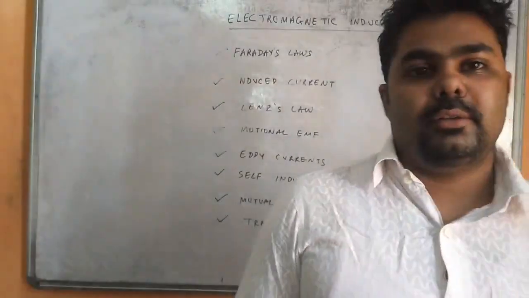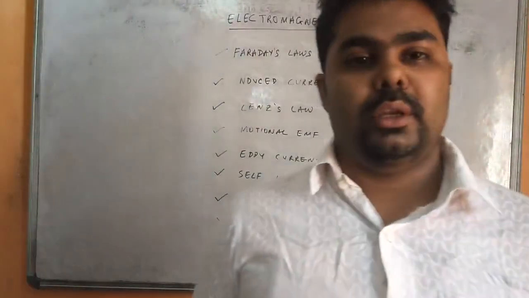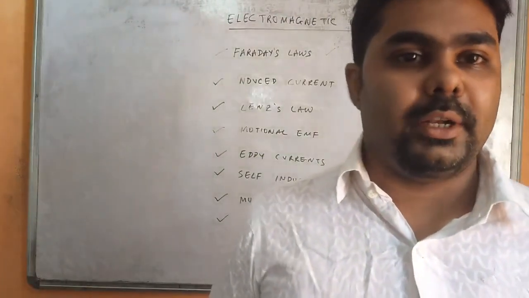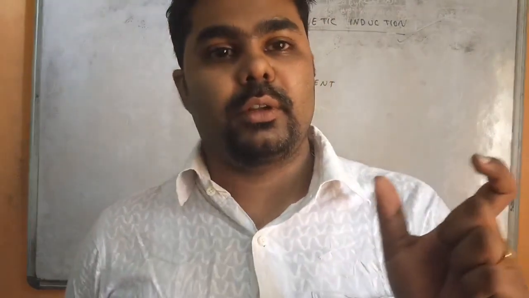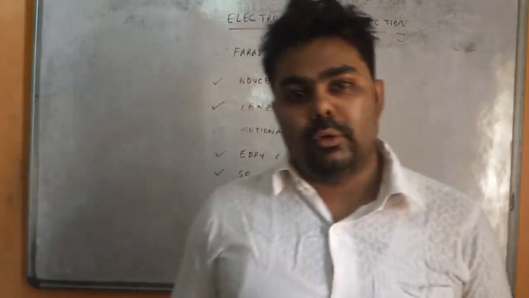Whenever a magnetic flux linked with a coil changes, there is an induction of EMF in that coil. So if you change a magnet's position near a coil, you will find that a current is induced in that coil.